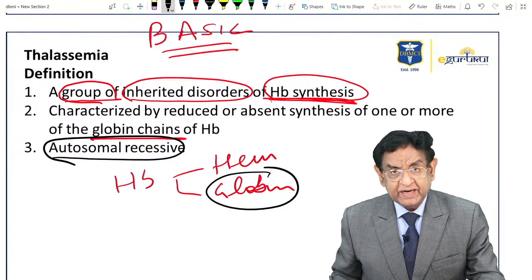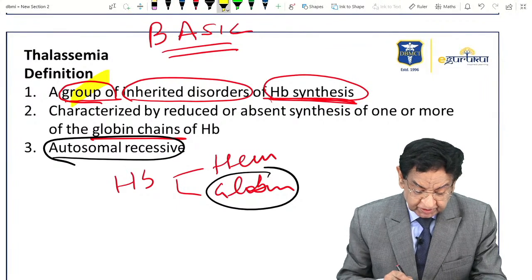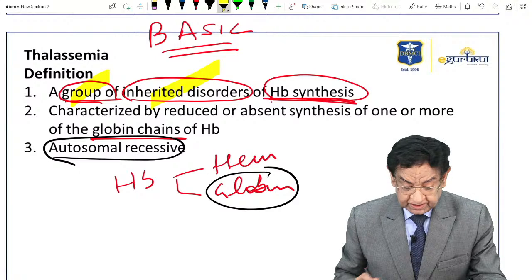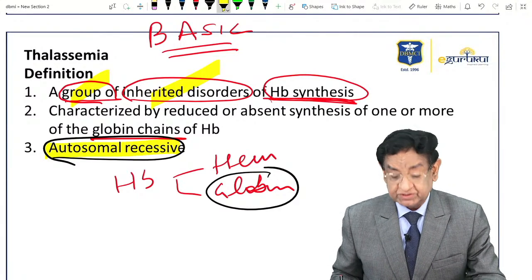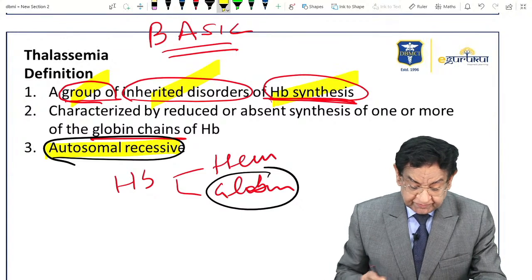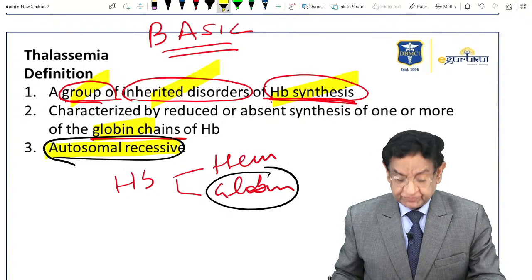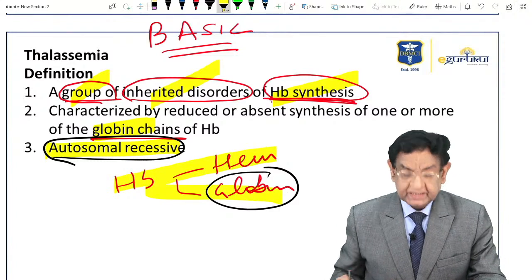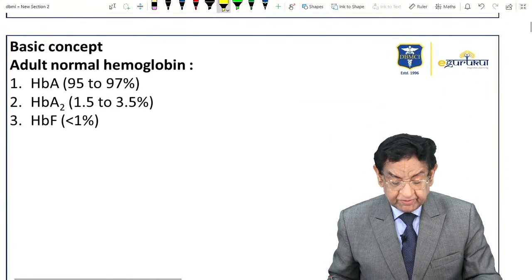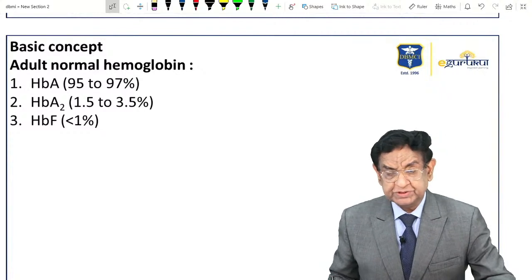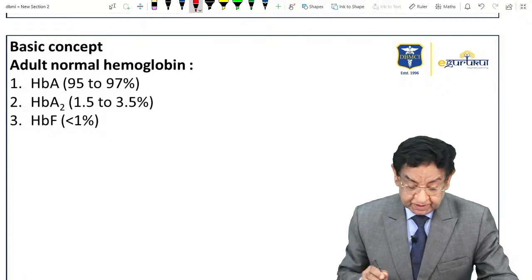As of now, if I have to tell you what are the keywords that you got to remember, first keyword is group of disorders, inherited disorder. And inherited, we got the answer right now, they are a type of autosomal recessive disorder. Hemoglobin synthesis, and we got the answer is the globin chain synthesis. So they are the few keywords with this background of very simple that Hb is heme plus globin. Now, again, before I discuss more questions, let me discuss some basic concepts of hemoglobin.